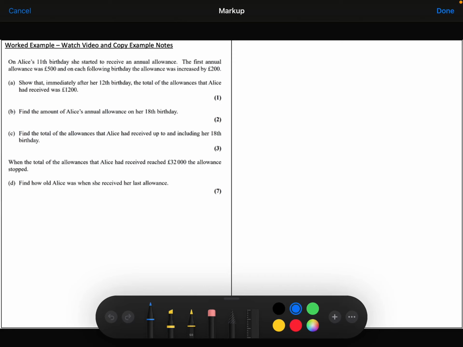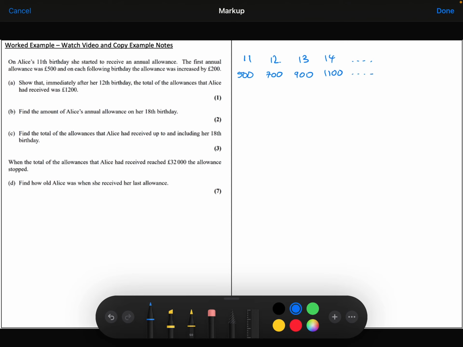On Alice's 11th birthday, she started to receive an annual allowance. The first annual allowance was £500, and on each following birthday the allowance was increased by £200. So, when she was 11, she got £500. When she was 12, that would have gone up to 700. 13, it's gone up to 900. 14, 1,100, and so on.